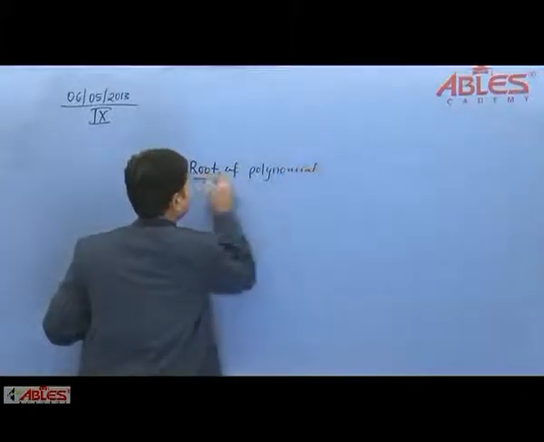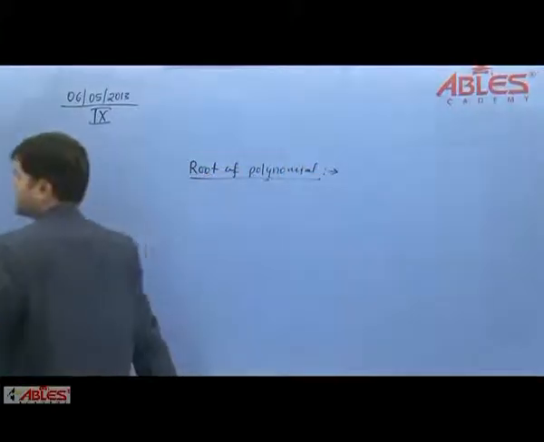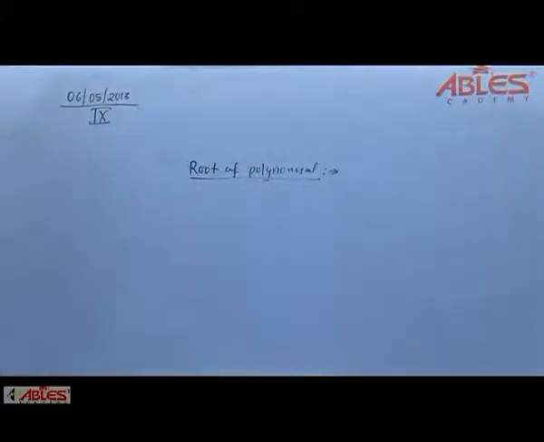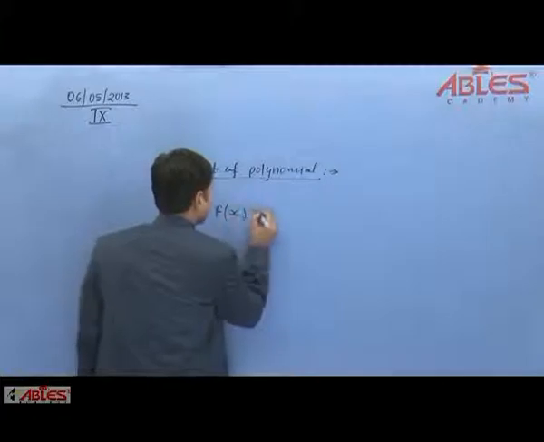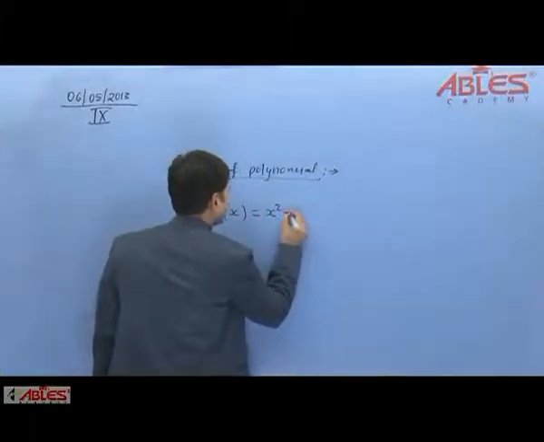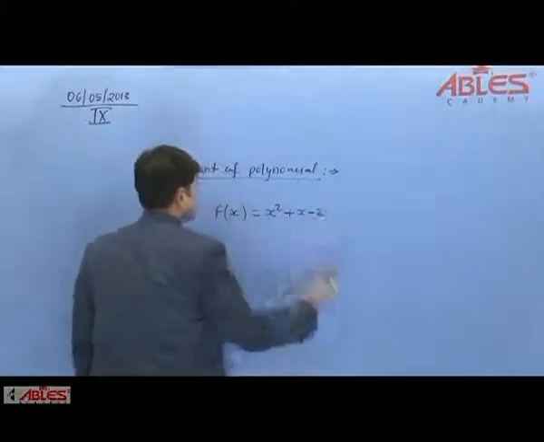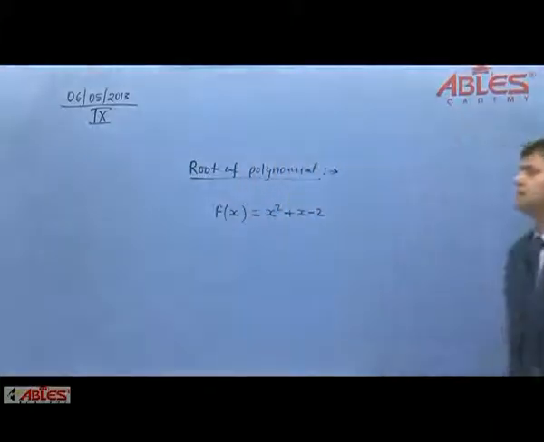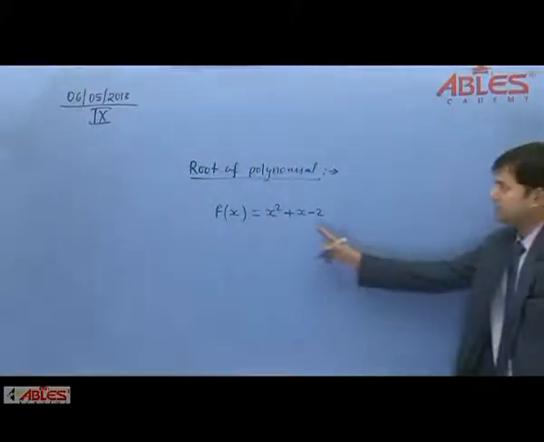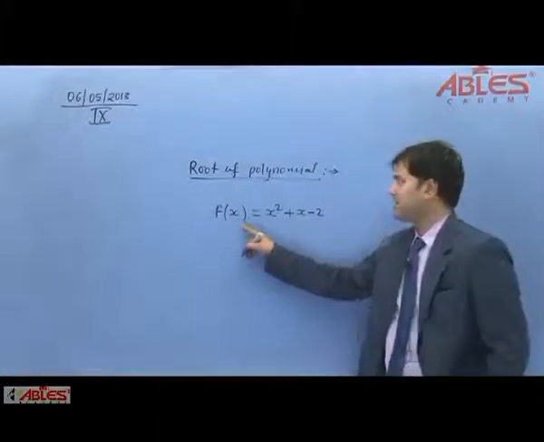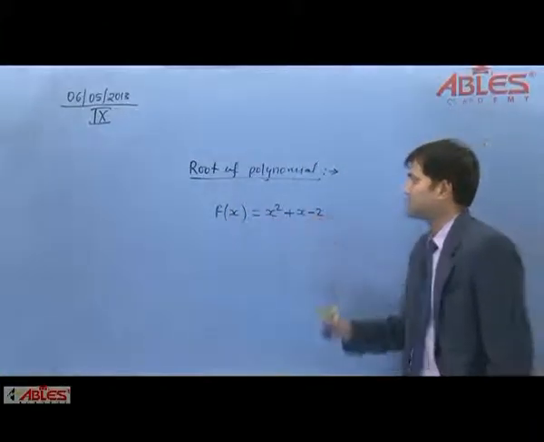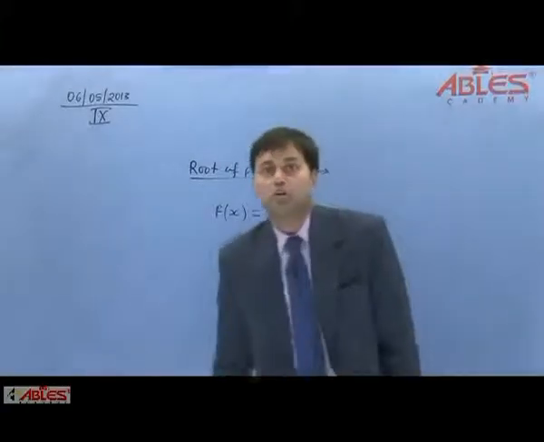Okay students, root of polynomial. Suppose it is given that f(x) equals x squared plus x minus 2. Fine students, this time we have a polynomial in terms of x, that represents this left hand side f(x), which equals x squared plus x minus 2. Now we have to find the root of the polynomial.